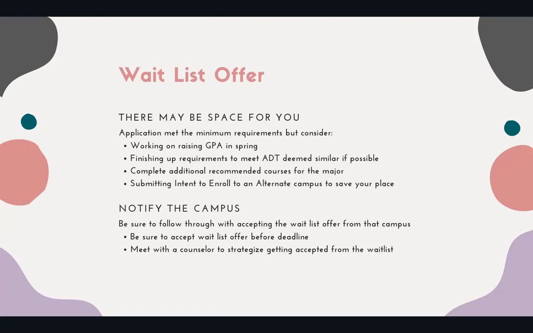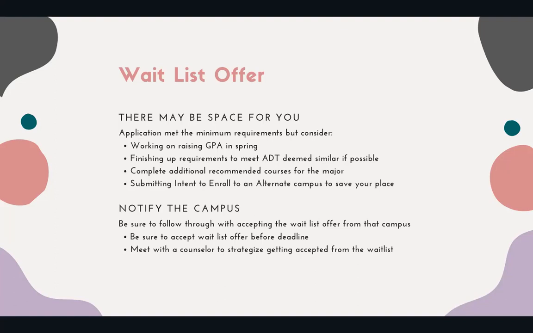Now, sometimes my students will submit intent to enroll to an alternate campus to save their place because their number one goal is transferring. So for students, it depends on their goals. If your first and foremost goal is to transfer somewhere, then you want to make sure you submit your intent to enroll at an alternate campus to save your place somewhere, right? So if I got into Long Beach, but I got waitlisted at UCLA, then I want to make sure that I submit my intent to enroll to Long Beach so that in case UCLA doesn't take me off the waitlist, I can at least go to Long Beach in the fall.